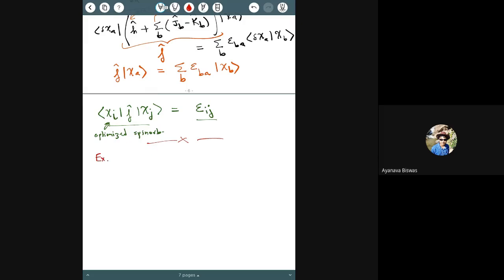So 3.1, 3.2, 3.3 and 3.4. These four can be solved with the knowledge that I have recapped till now. And 3.1 is basically just a derivation.